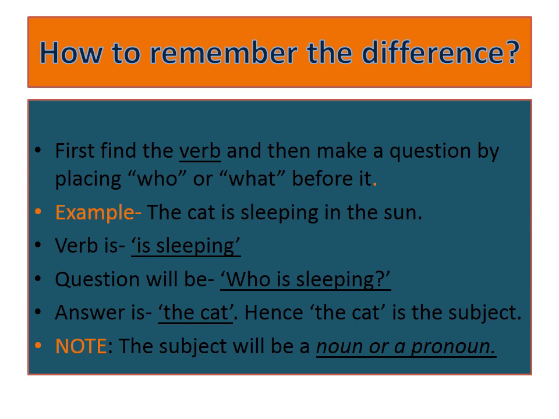See the example on the screen. The cat is sleeping in the sun. Is sleeping is the verb. Now we will ask a question by placing who or what before the verb. Who or what is sleeping in the sun? The answer comes, the cat. So the cat is the subject. Students, here you notice one thing that is very important, that subject will be a noun or a pronoun.